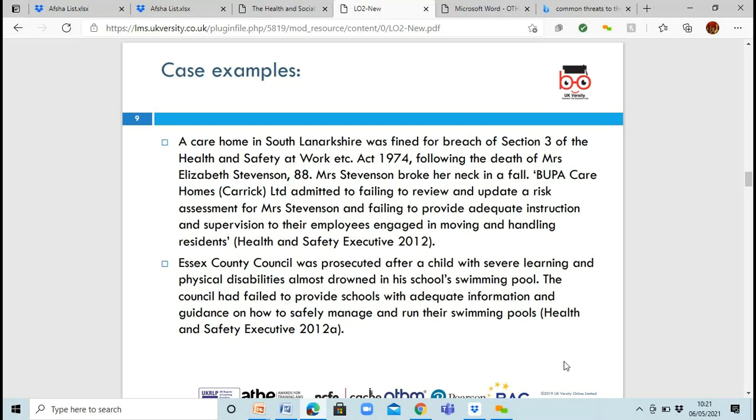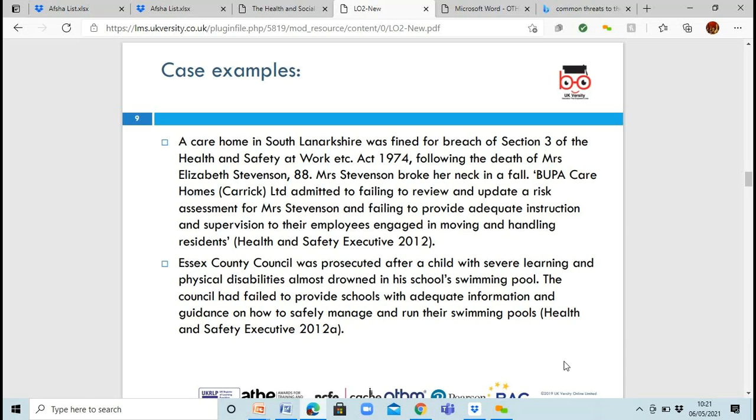Stevenson broke her neck in a fall. Bupa Care Homes in Carrick Limited admitted to failing to review and update a risk assessment for Mrs. Stevenson and failing to provide adequate instruction and supervision to their employees engaged in moving and handling the residents. So this would cover the Health and Safety Executive of 2012.